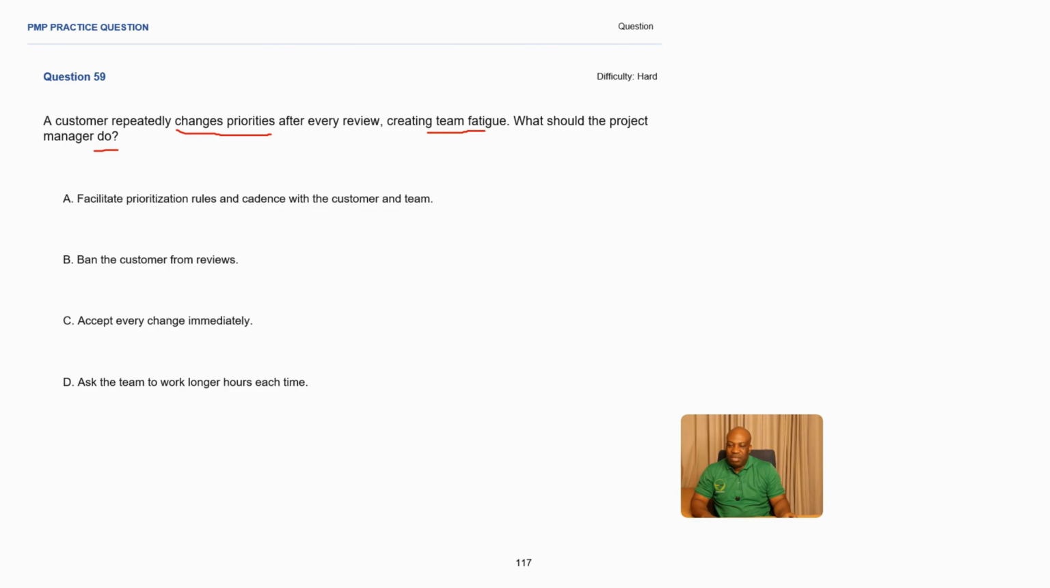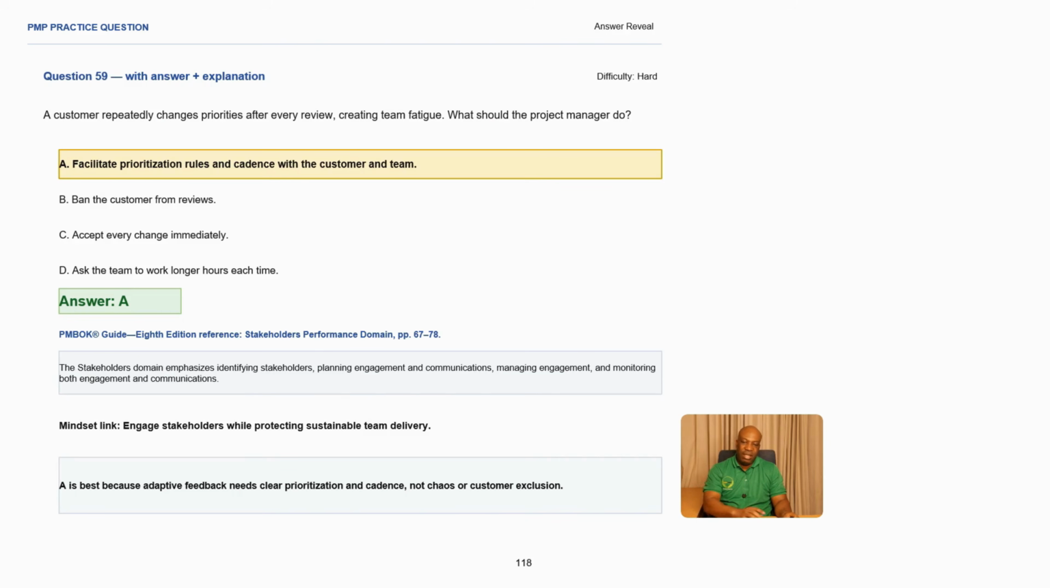A, facilitate prioritization rules and also cadence with the customer and team. Okay, this makes sense. I like facilitation. Then B, ban the customer from reviews. You don't ban the customer. You need customers for reviews. Okay? So this is not a correct answer. Accept every change immediately. Okay. If it's an agile environment, it is the product owner who is also supposed to accept the change, making this one incorrect. Ask the team to work longer hours. Don't overwork your team. This is an incorrect answer, making A the best answer in this scenario.